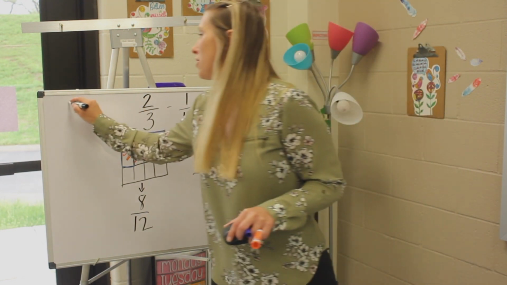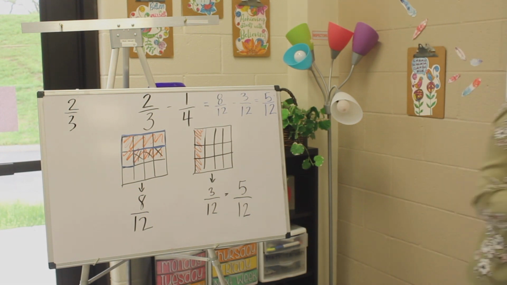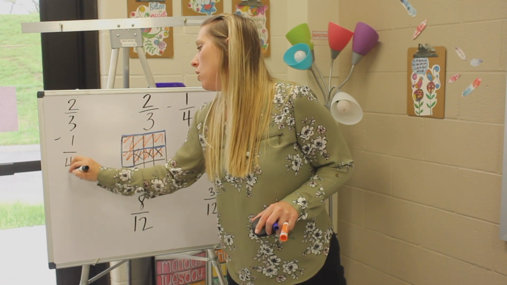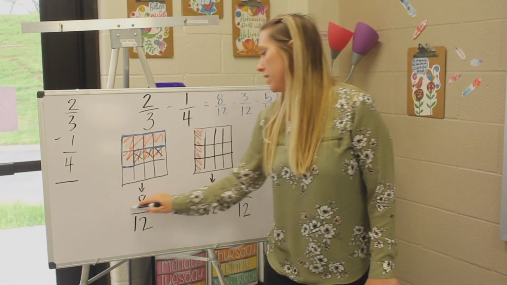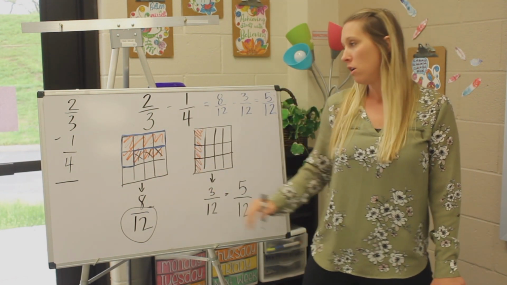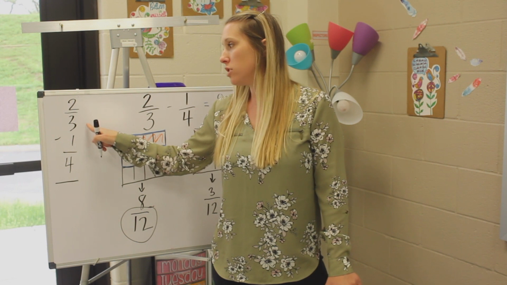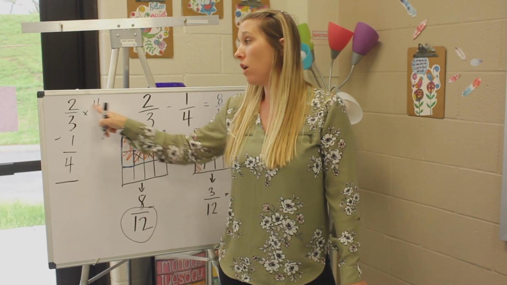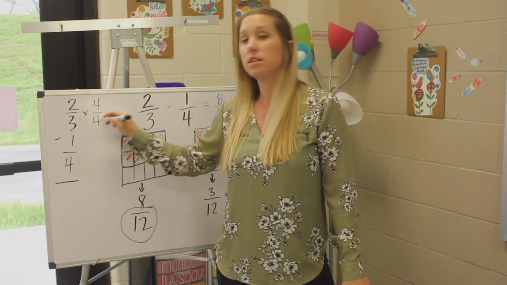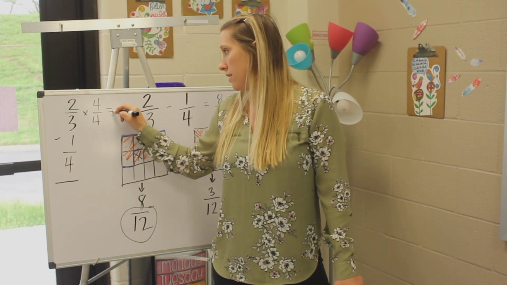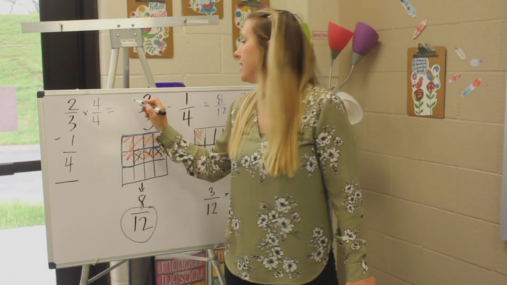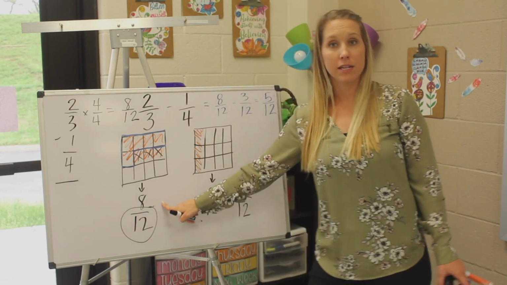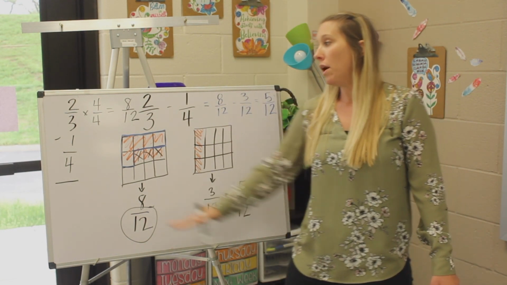If I have 2/3 minus 1/4, using our model, we already said that we can partition both of those into twelfths. So what would I multiply by 3 to make it twelfths? Did you say 4? Remember though, what we do to the top, our numerator, we must also do to our denominator to keep it equivalent. Let's check it. 2 times 4 is 8. 3 times 4 is 12. Does that match what we got when we did our model? Yes, it does.